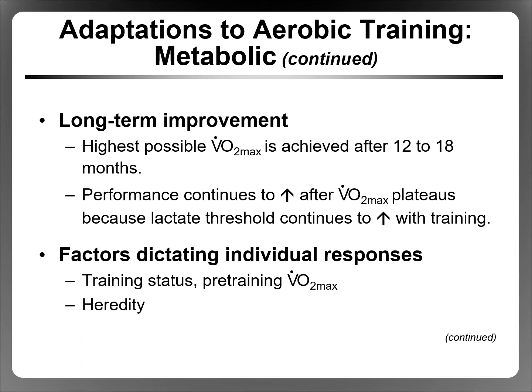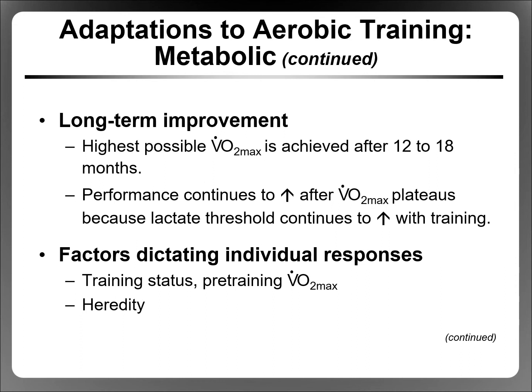All right, so still in the metabolic, long-term improvement. Your highest possible VO2 max, if you were intentionally trying to improve that, is going to be achieved after somewhere between 12 and 18 months of training. Basically, any performance increases after this VO2 plateau is because of improvements in lactate threshold that is going to continue with training.